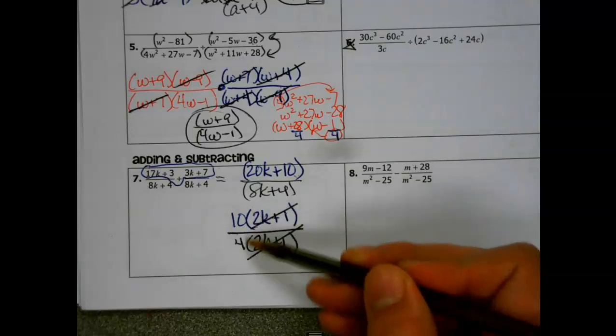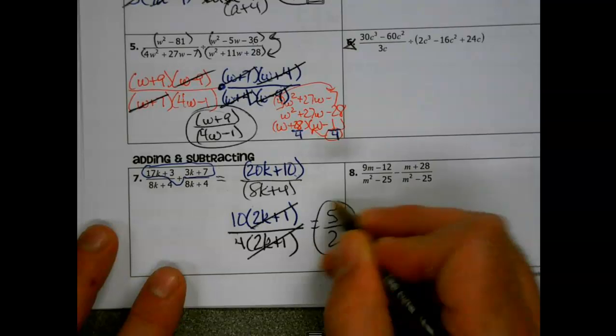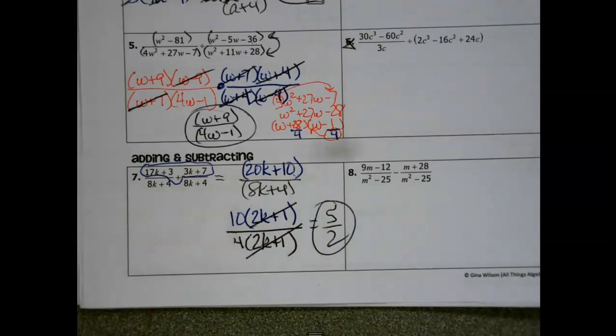Can I reduce 10 over 4? 5 and 2. 5 and 2. And a little math enter. Okay. So again, just trying to get you to think a little bit as far as that goes. That wasn't the biggest problem, though.